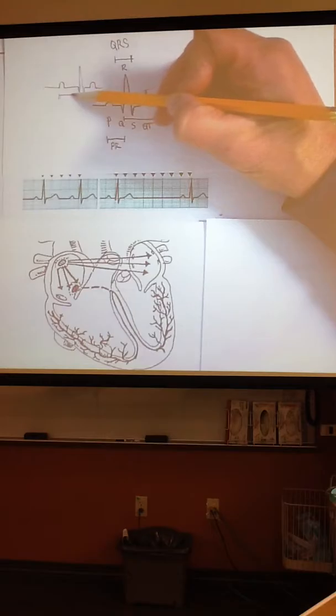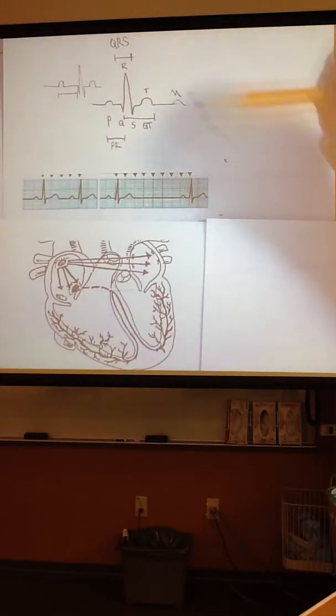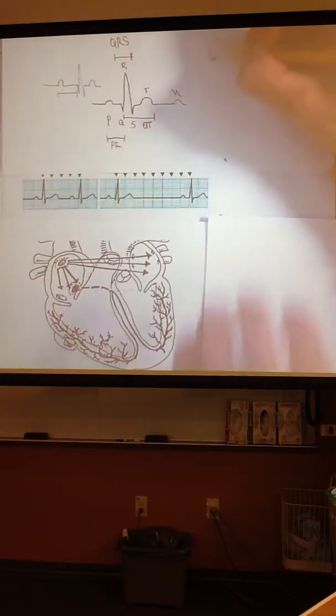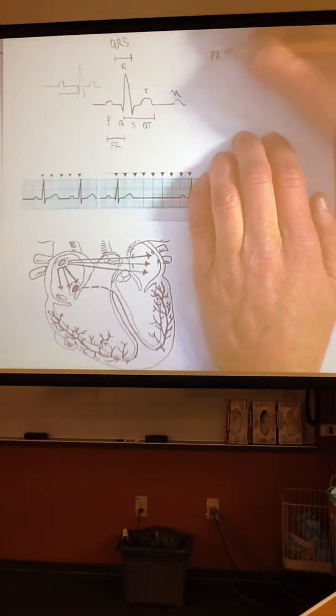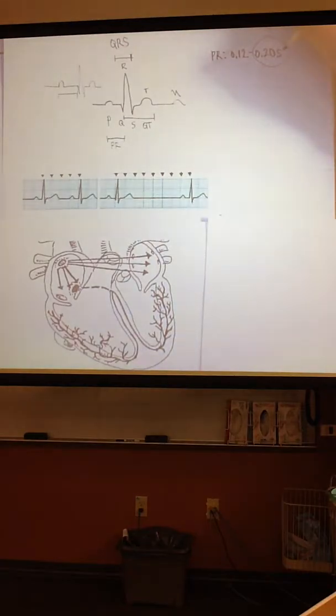So the PR interval is something that you should know. Typically, you're going to want the PR interval to be 0.12 to 0.20 seconds long. Any longer than 0.2, and you probably have some sort of heart block that's going on at that time.